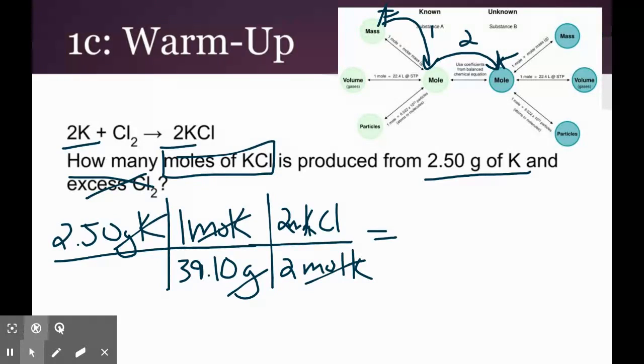So you're going to do 2.5 times 2 divided by 39.1 times 2. And your answer should be 0.0639 moles of KCl. Remember, we want 3 sig figs, and you need to label the units and the compound.